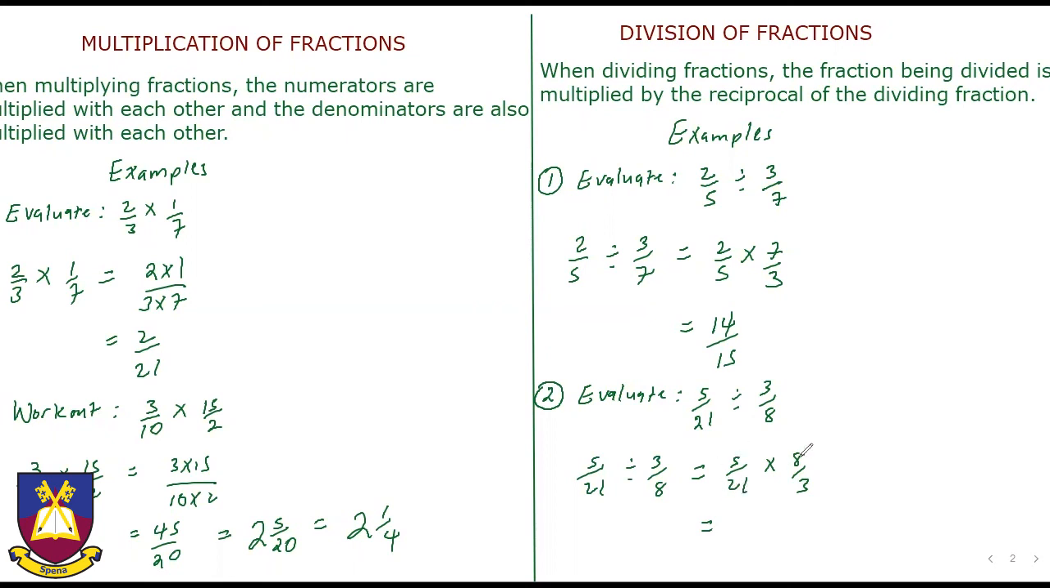So 5 times 8 is 40. 21 times 3 is 63. So the fraction becomes 40 over 63. We need to note that when carrying out mathematical operations on fractions, it's always advisable that if there are mixed fractions involved, we first turn them into improper fractions.